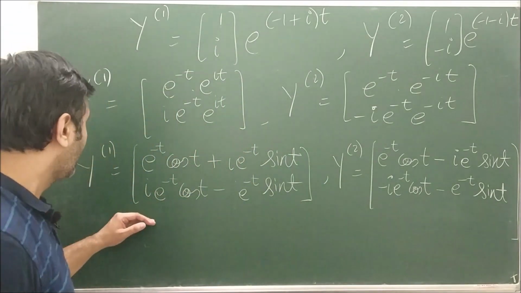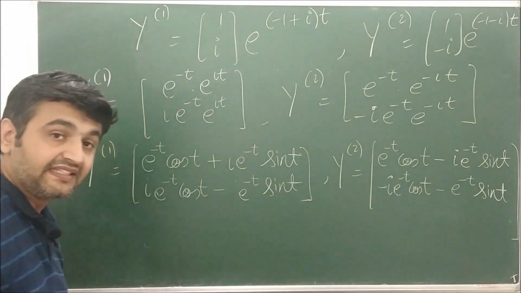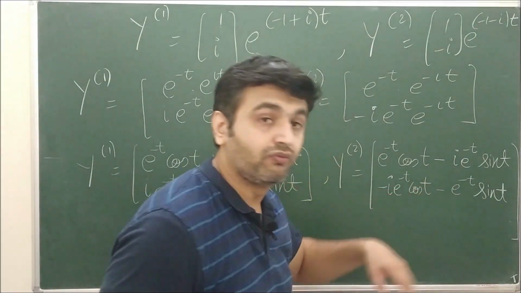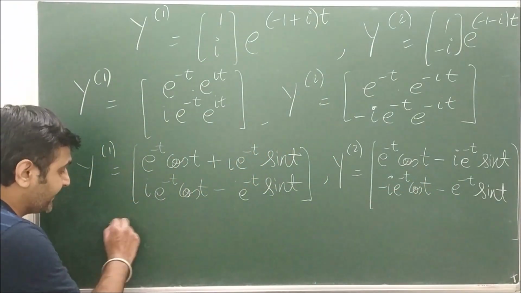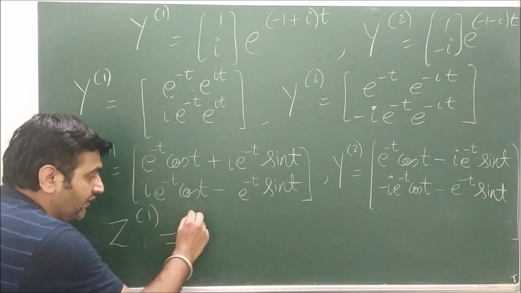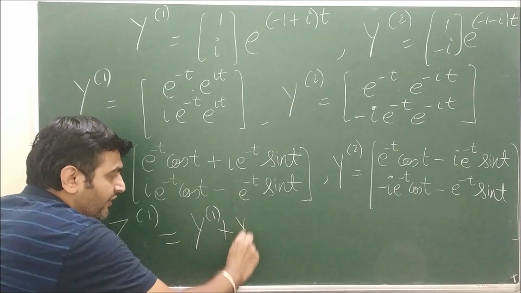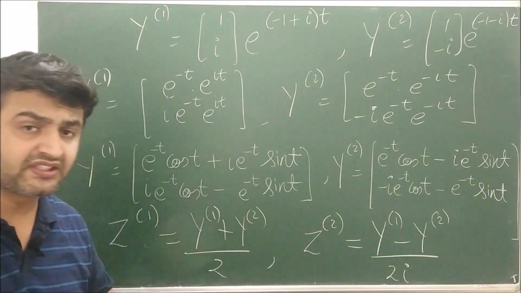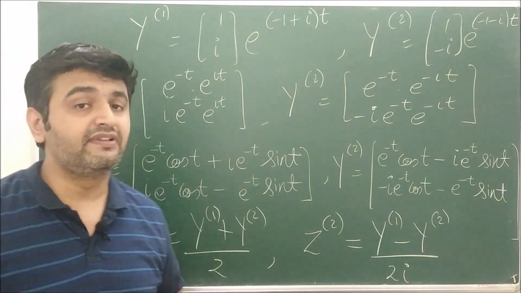So now you have your y1 and y2 in terms of sine and cosine, but still iota is there. Now my job is to remove this iota. So what I will do is I will call my z1 to be y1 plus y2 by 2 and z2 as y1 minus y2 by 2i. You always do this transformation and your iota will go away.